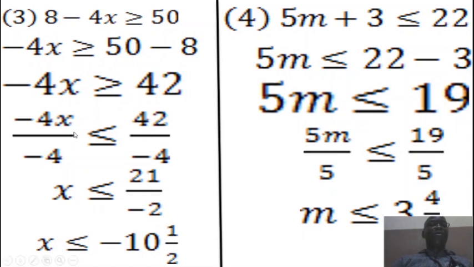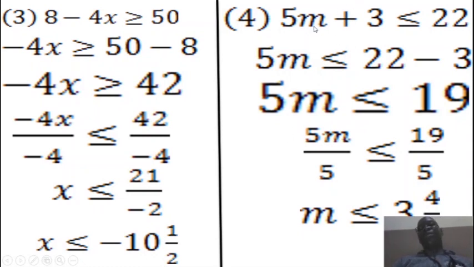So what do we do? Dividing both sides by minus 4, we will get this greater than or equal to now turns to less than or equal to, and x becomes less than or equal to 21 over minus 2 when we divide 42 and 4 by 2 respectively. So finally, we get our x to be less than or equal to 10 whole number 1 over 2, which can also be written as 10.5.